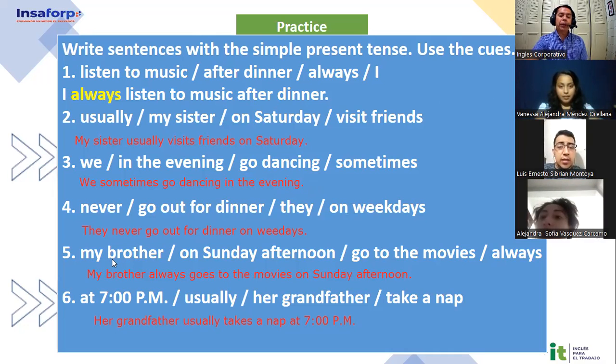Number four, repeat please. They never go out for dinner on weekdays. Weekdays. Go out. They never go out for dinner on weekdays. My brother always goes to the movies on Sunday afternoon. Sunday. Good. Number six. Repeat, please. Her grandfather usually takes a nap at 7 p.m., or at 7 o'clock. Her grandfather usually takes a nap at 7 p.m.